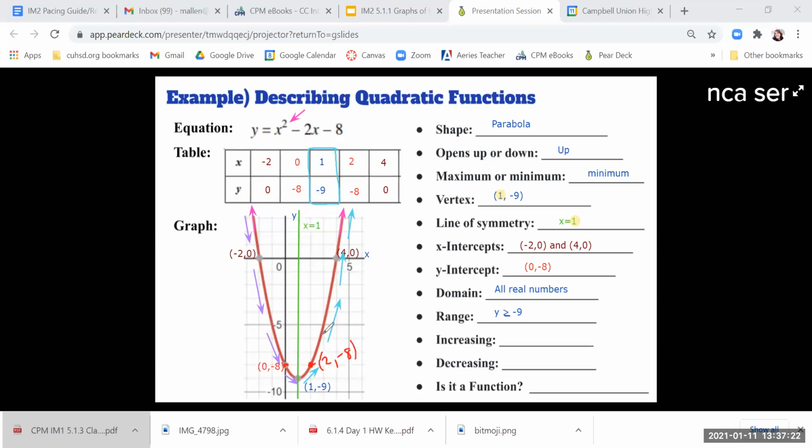So we're increasing on the right-hand side of the green line, where x is equal to 1. So we're increasing when x is bigger than 1. We're decreasing on the left-hand side of the green line where x is less than 1.